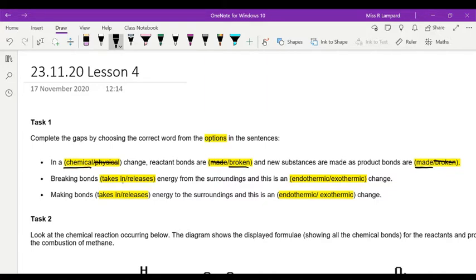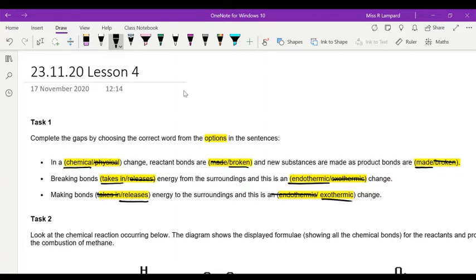Breaking bonds takes in energy from the surroundings, and this is an endothermic change. Making bonds conversely releases energy into the surroundings, and this is an exothermic change. So those are the answers that you should have to the following sentences.